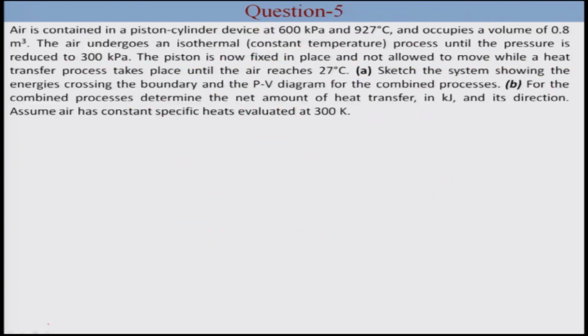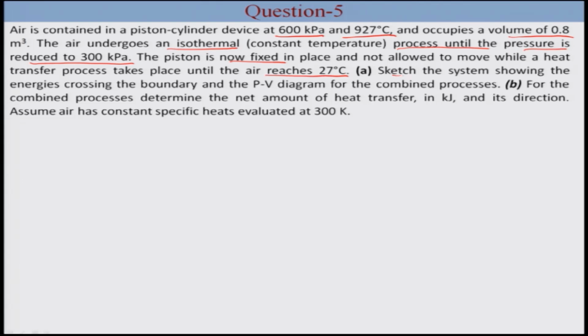Coming to the final question. Air is contained in a piston cylinder device at 600 kilopascal and 927 degrees centigrade and occupies a volume of 0.8 meter cube. The air undergoes an isothermal process until the pressure is reduced to 300 kilopascal. The piston is now fixed in place and not allowed to move while a heat transfer process takes place until the air reaches 27 degrees centigrade.